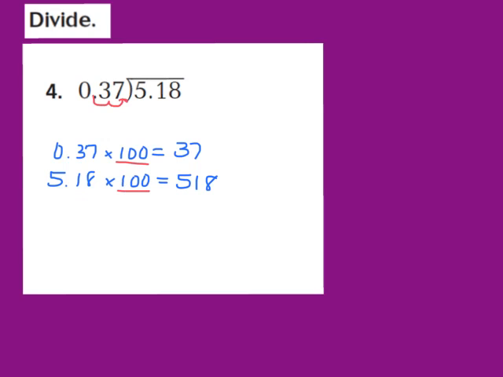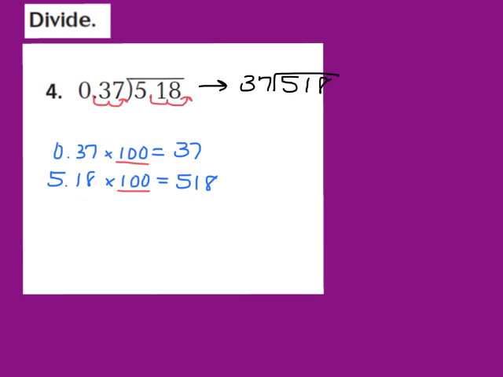So once again, when I multiply 5.18 by 100, I get 518. So what we've done once again is this. We move that decimal over once, twice to the right, so that now we have 518. Now I'm going to come out to the side and I'm going to rewrite that division problem. I now have 518 being divided by the whole number 37.